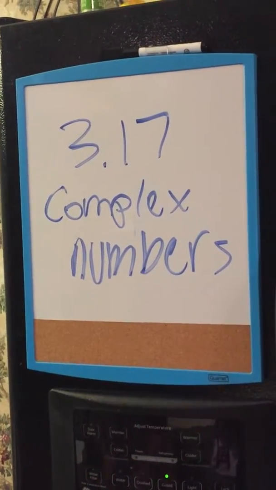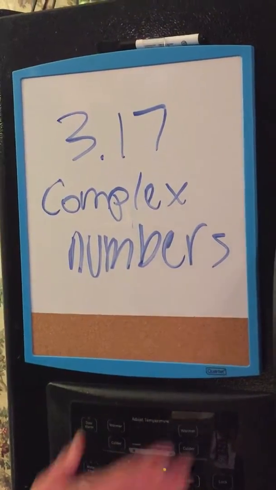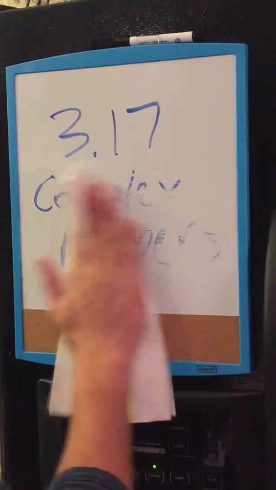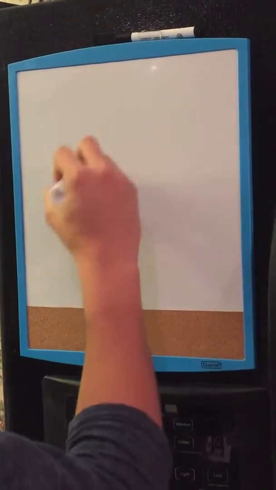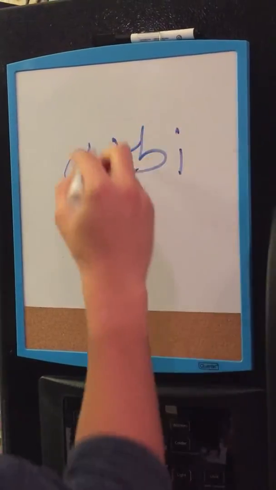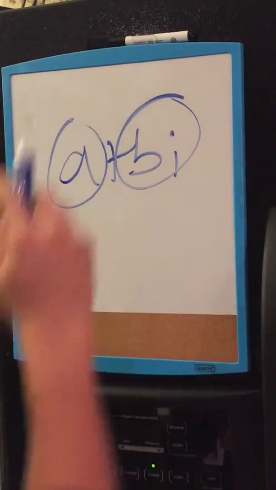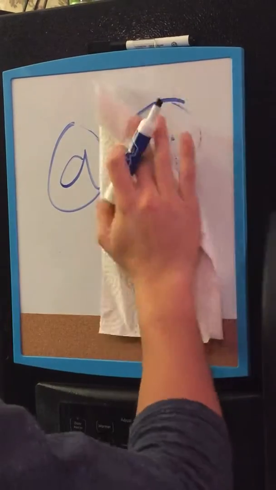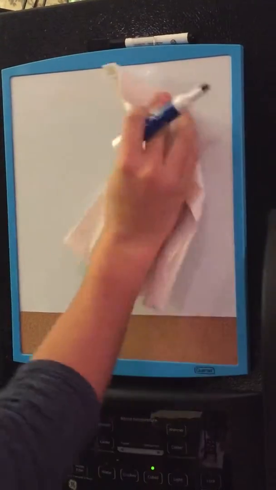Hi, I'm doing 3.17, complex numbers. There are basically two parts to it: the real number and the imaginary number. We're going to start off with the basics, simplifying radicals.